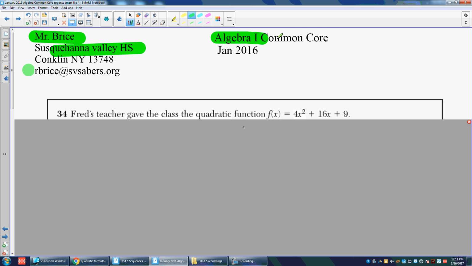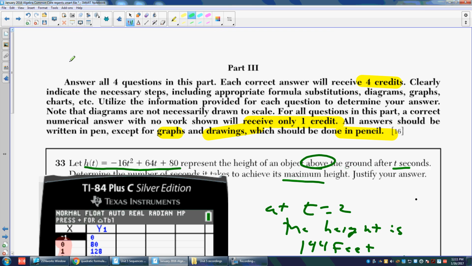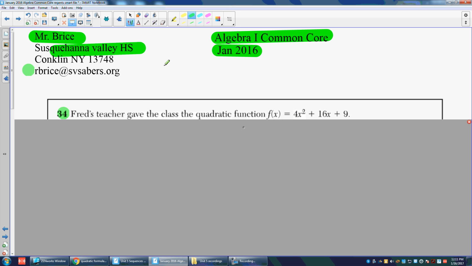We're going over the Algebra 1 Common Core exam that happened in January 2016. We're on question number 34. Now remember, these questions are in part 3, and all 4 of these questions will receive 4 credits. A correct answer with no work will receive 1 credit. So remember to include any graphs, any drawings. They can be done in pencil. Use your formulas and equations.